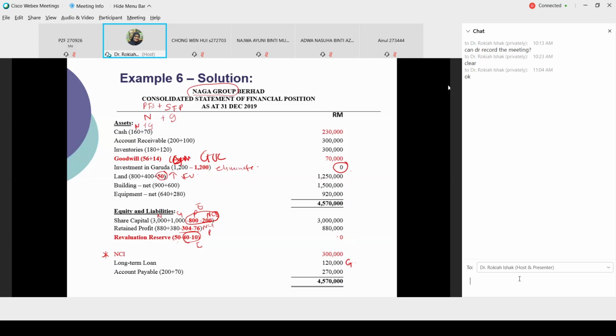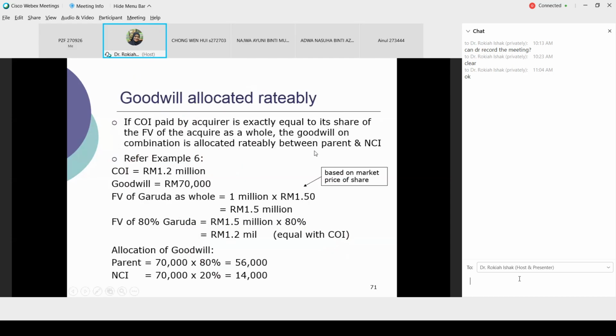On how we are going to allocate goodwill, yeah? Okay, so this one relates to how we are going to calculate goodwill. Okay, not calculate, allocate the goodwill. Yeah? Goodwill can be allocated based on the rates. Okay, if the COI paid by the acquirer is exactly equal to its share of the fair value of the acquired business as a whole, the goodwill in the combination is allocated based on the rate between parent and NCI.